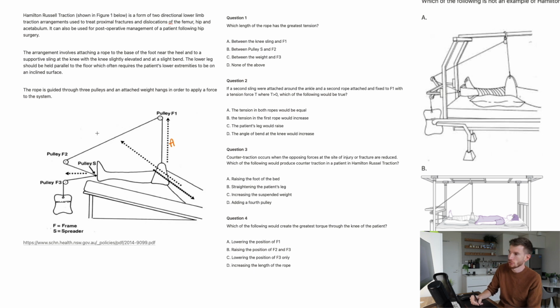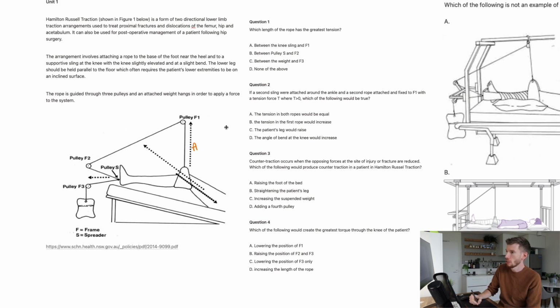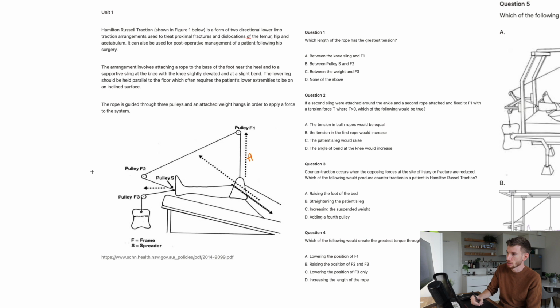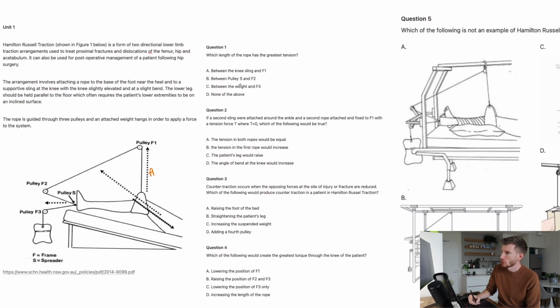And if I was on my scrap paper, I could potentially redraw this really simply, just draw the rope in roughly the orientation that it's in, and then label A like this and not put in any of the other details. I'll leave that out though, just so I'm not moving the screen around. So between pulley S and F2, that is going to be over here, between the weight and F3, which is going to be over here, and then D says none of the above.